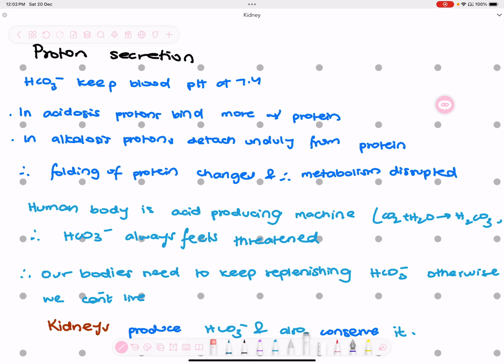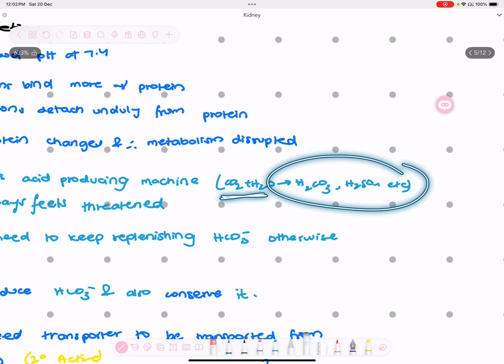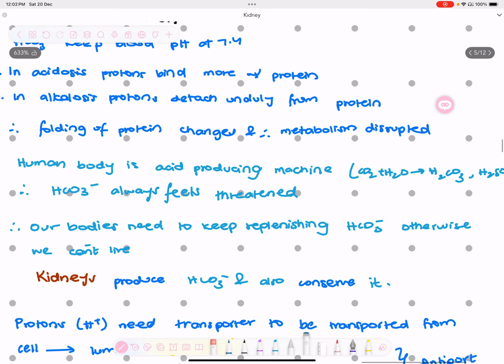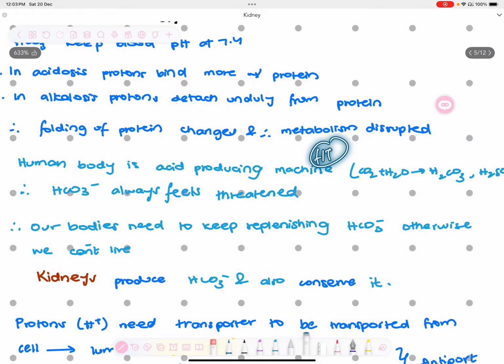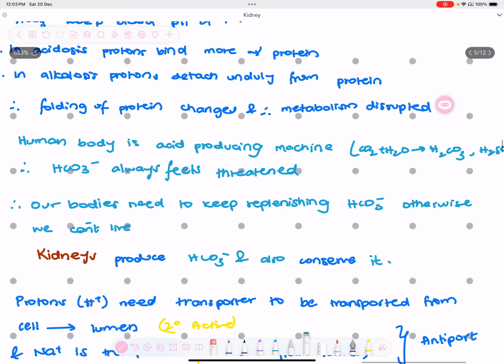Now the issue is that the human body is basically an acid producing machine. It constantly keeps producing acids, either from the combination of carbon dioxide and water or there are so many other ways. So it's constantly producing acids. Now what happens is that in our body there's a very constant reserve of bicarbonate. So that bicarbonate will start feeling threatened, thinking, oh my god, there are so many protons, they can neutralize us. So it will start feeling threatened. Now, it is our body's job to ensure that there is a sufficient amount of bicarbonate. Otherwise, obviously, it can be fatal.